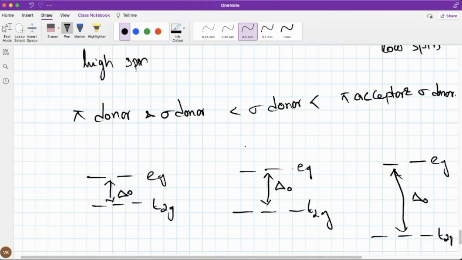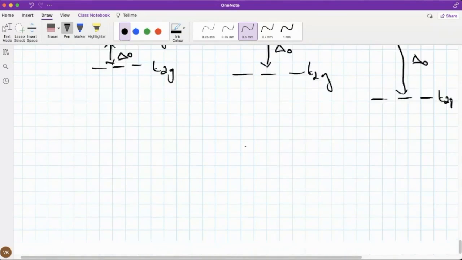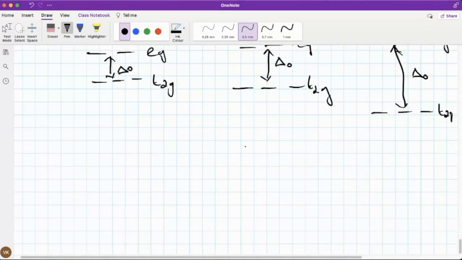Even how our hemoglobin works is based on this, the high spin and low spin states. One who is interested can go and have a look at those things. Now, these are with respect to octahedral. One more thing: one can also calculate the crystal field stabilization energy.